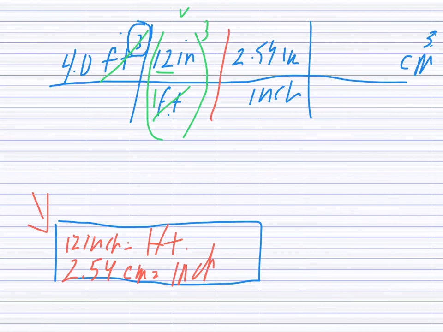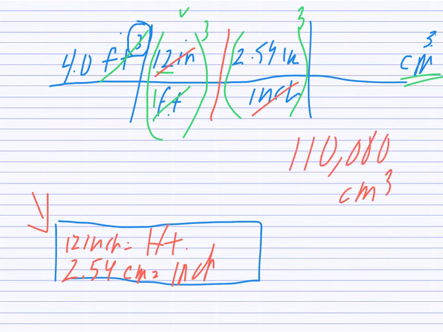And then, of course, since this is cubic inches and we want to go to cubic centimeters, I can do the same exact thing to my second factor, I can cube that. And that way the top becomes 2.54 cubed centimeters cubed, and the bottom becomes inches cubed. And the fact that the bottom is inches cubed will allow me to cancel that out. Rounding my answer to 2 places of accuracy, I think that 4 cubic feet is going to be 110,000 cubic centimeters.